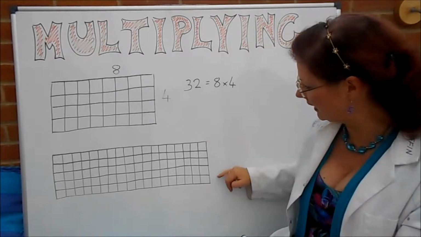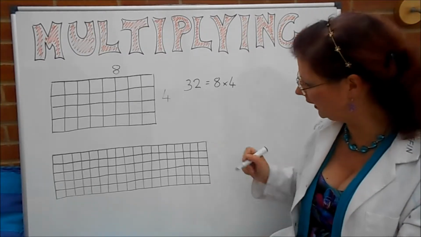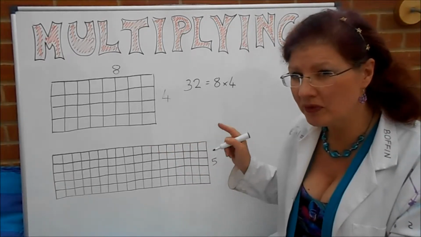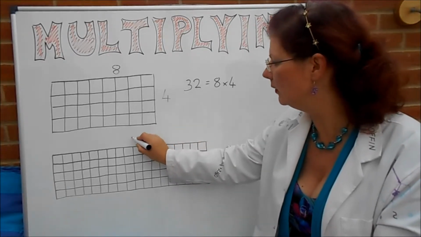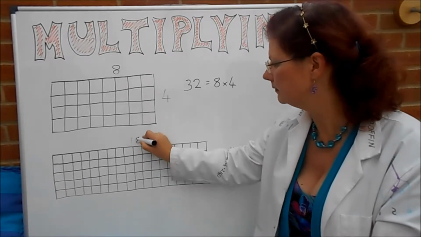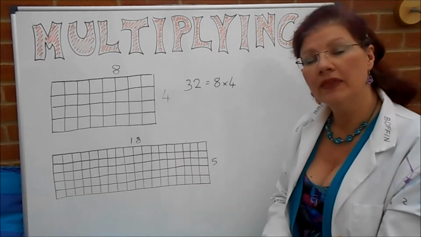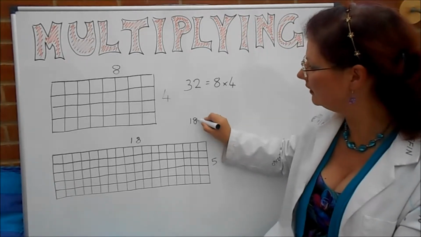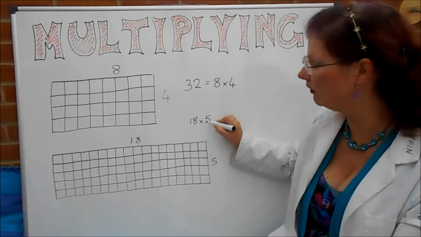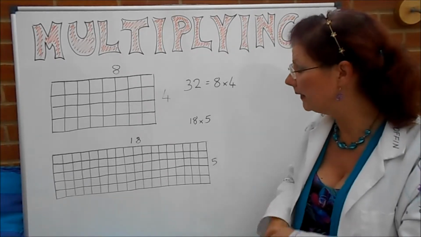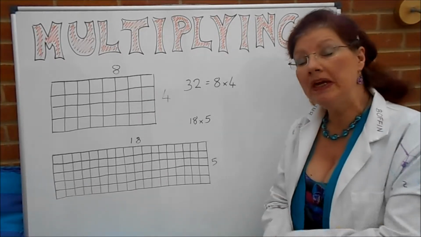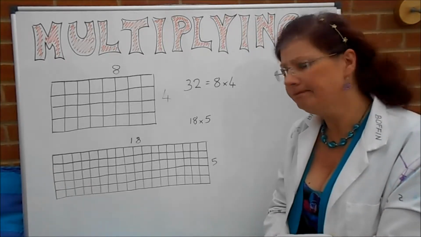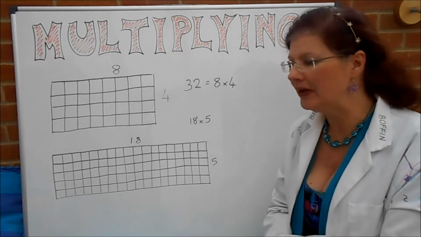So the height of this rectangle, it's 5 high, and if I counted right just before I switched the camera on, it's 18 wide. So the number of squares in this rectangle is 18 times 5, or 5 times 18, both are the same. Well, I don't know about you, but I don't know my 18 times table. So what are we going to do about that?